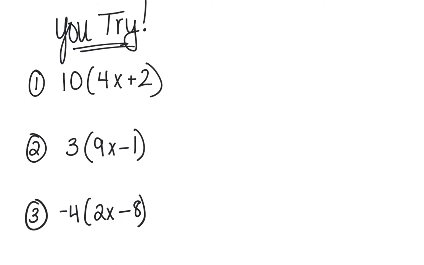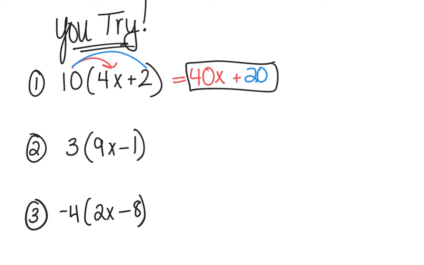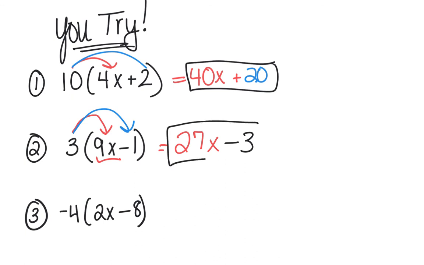All right, on this first one, we are taking 10 times 4x, and that gives me 40x plus, then I have 10 times 2, and that gives me an answer of 20. So 40x plus 20 is my simplified expression. On my next one, I'm doing 3 times 9x, and that's going to leave me with 27x minus 3 times 1, which would be 3. And so I'm left with 27x minus 3.